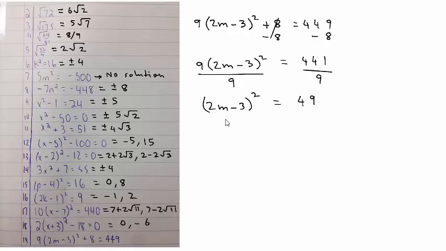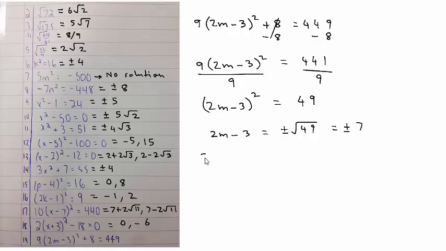Okay, perfect. Now 2m minus 3 whole squared is this. So what's 2m minus 3? Again, you want to imagine this to be one single y. I'm not going to write that down. So 2m minus 3 is going to be equal to plus or minus the square root of 49. And what's the square root of 49? 49 is 7 times 7. So this is just 7.